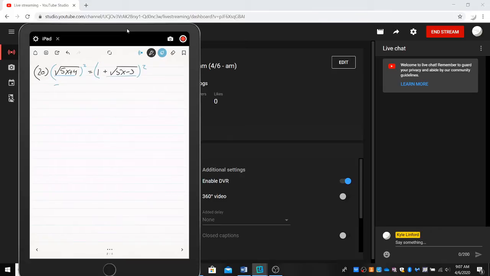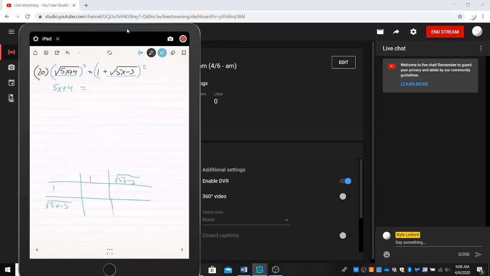Well, the left-hand side's pretty easy. It's just 5x plus 4. But the right-hand side, this is going to have to be simplified by FOIL or box method. So I'm going to have to do the box method here. 1 and the square root of 5x minus 3, and then we have 1 and the square root of 5x minus 3. I'm going to set up the box really quick.